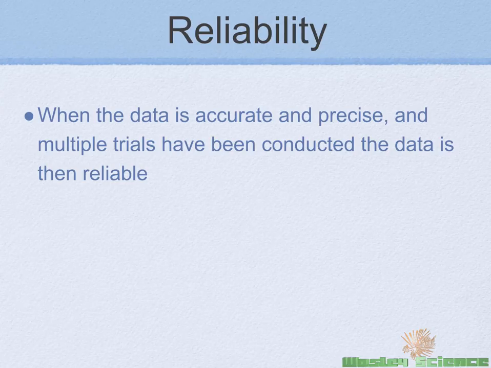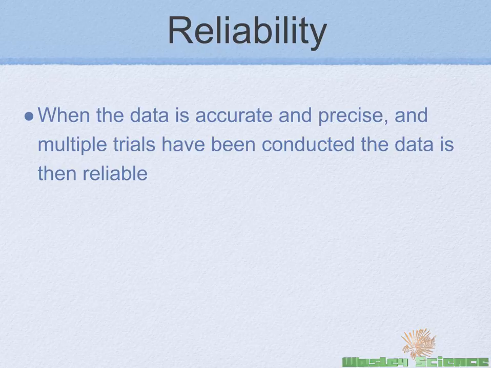Alright, so reliability is when the data is both accurate and precise. If the data is accurate but not precise, then you can't say that the data is reliable. You also should have multiple trials.